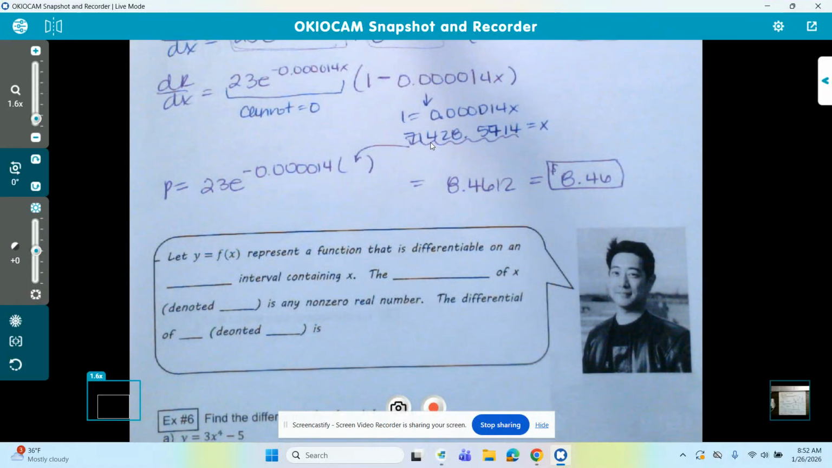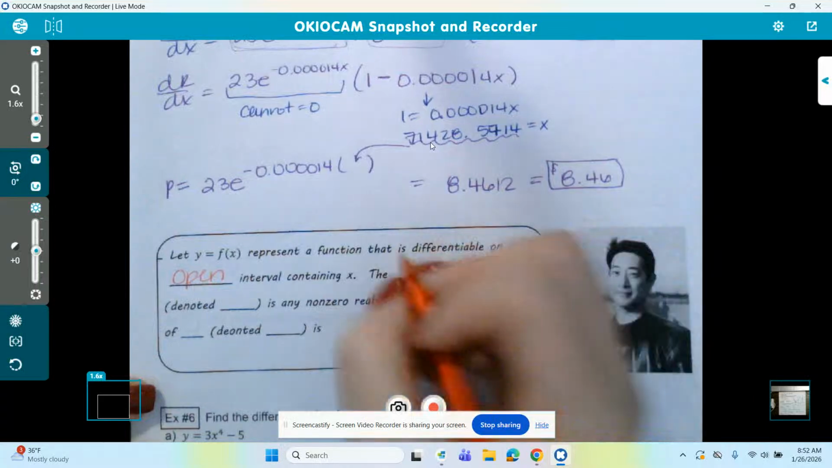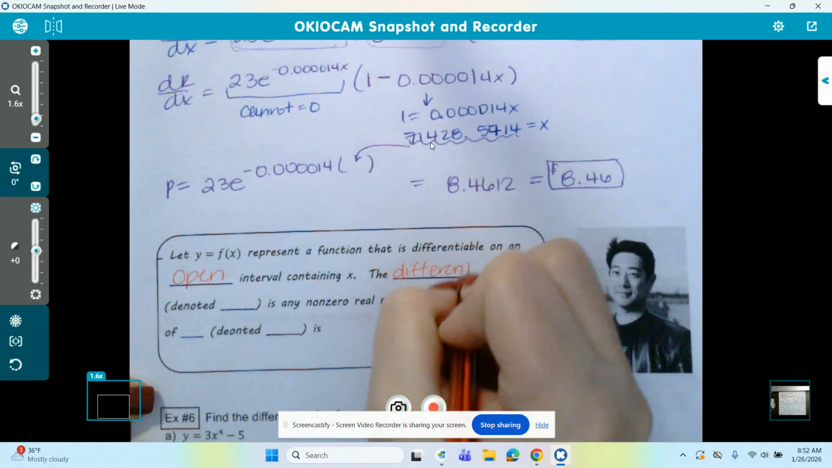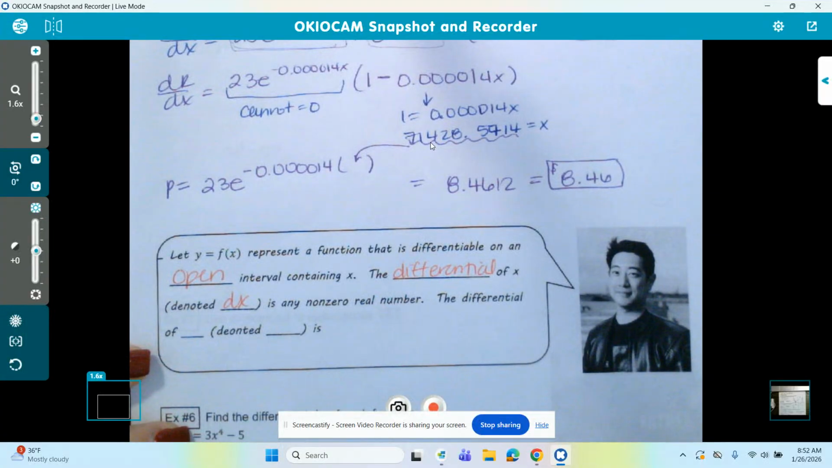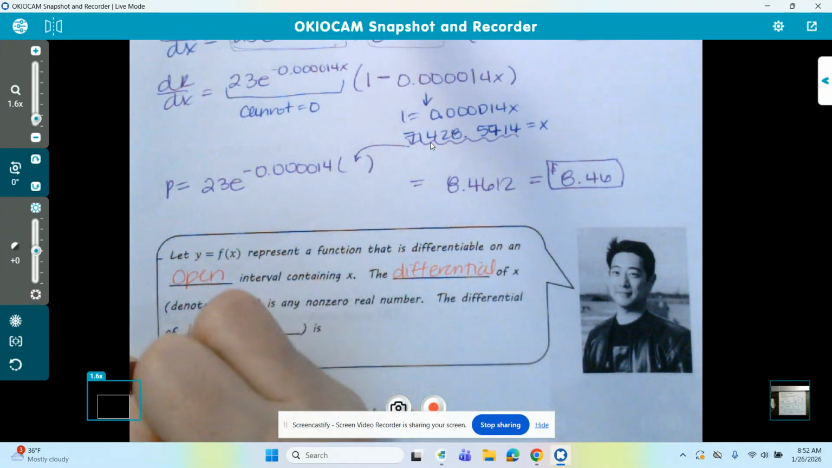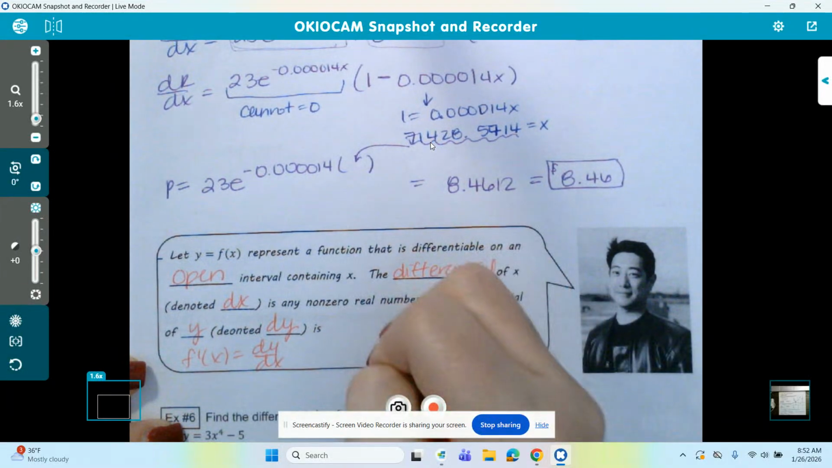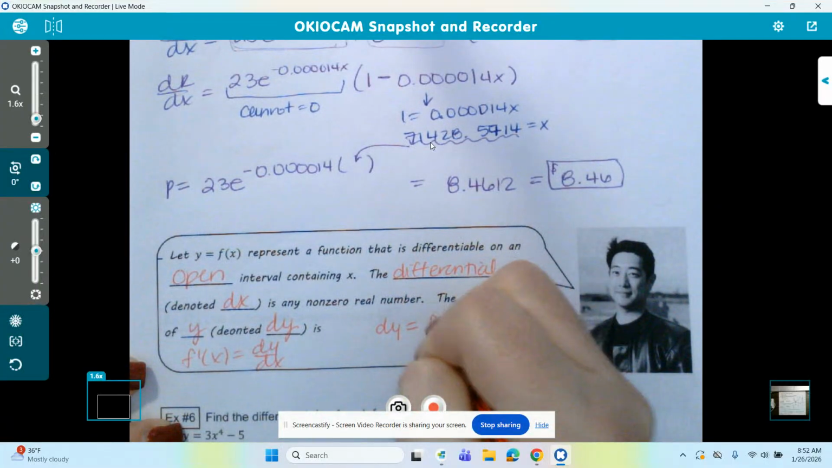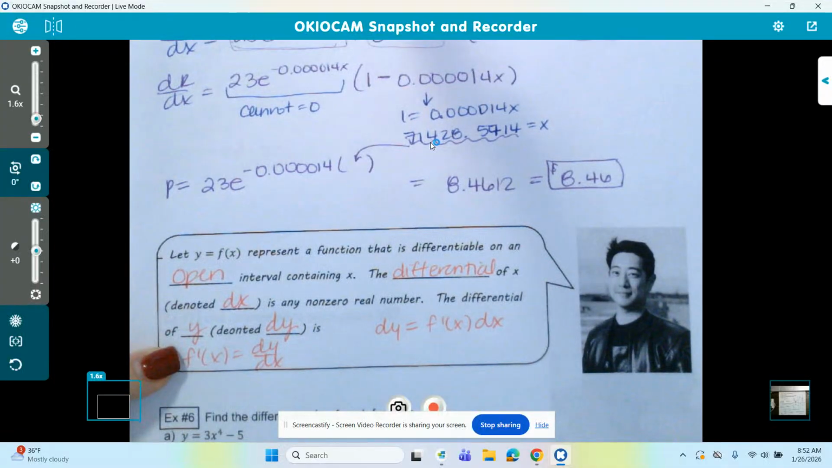All right, so now we're going to jump to differentials, which again is something that y'all are way more familiar with. Okay, let y equals f of x represent a function that is differentiable on an open interval containing x. The differential of x, denoted dx, is any non-zero real number. The differential of y is our dy. So in this situation, f prime of x is dy/dx. dy equals f prime of x dx is what we've talked about. And then if you solve for f prime, it's just dy over dx.